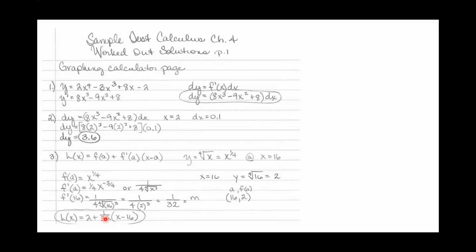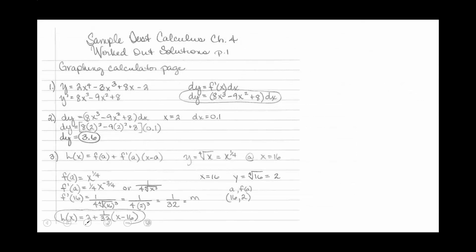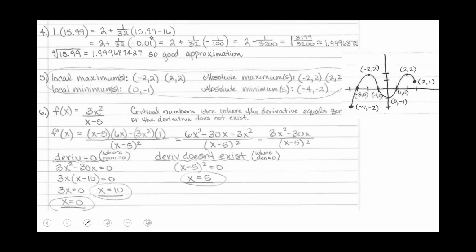All right, so then for number 4, they ask us to use that to approximate the value of the 4th root of 15.99. So what I'm going to do is in the place of that x right there, I'm going to put 15.99. And so you can see that that's exactly what we did. In the place of x, we put 15.99. So if you go back again, 2 plus 1 over 32, x minus 16. All we've done is just put 15.99 in the place of x.